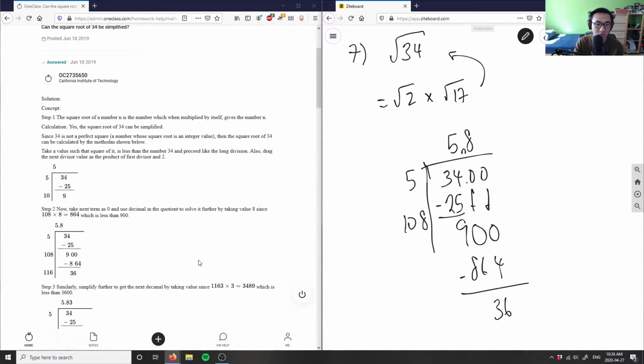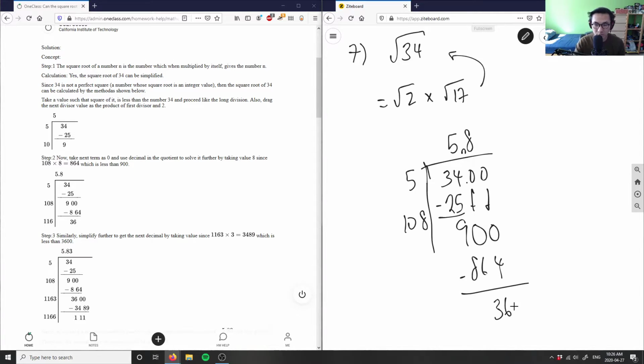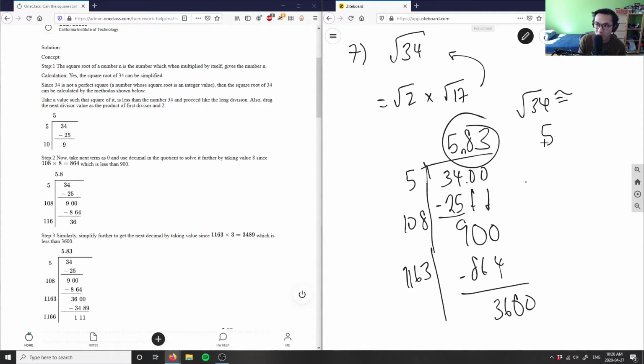And then finally, what you could do is add 2 zeros again, and then we would have something like this. So if you add 2 zeros, we bring down more zeros here. We get a new value here. This is 1163, and we get that from basically 116 here, right? Because what we're doing is we have 116, and then we're taking out the 3 from the first placeholder value here, and then we would realize that 163 times 3 is closest to 3600. So therefore, this is our answer here. So square root of 34 is approximately 5.83.